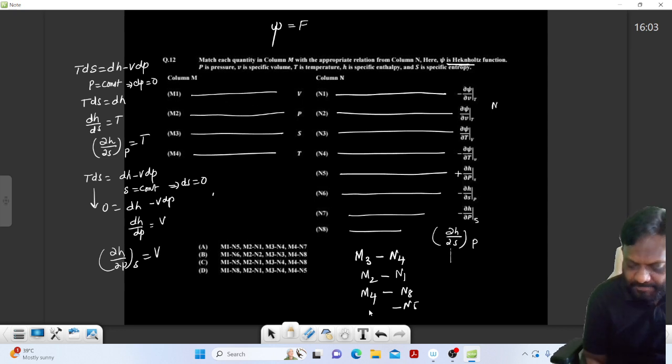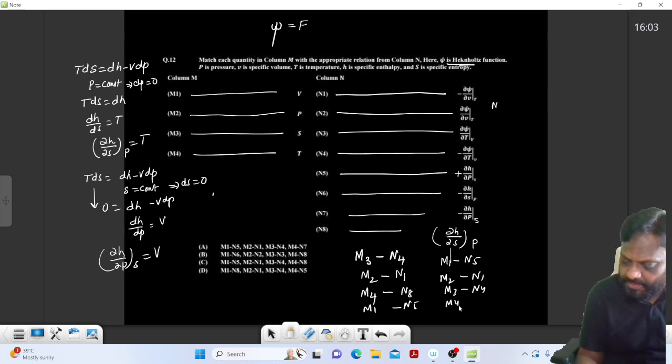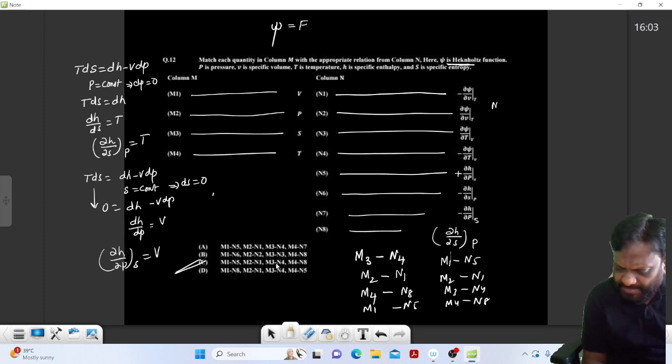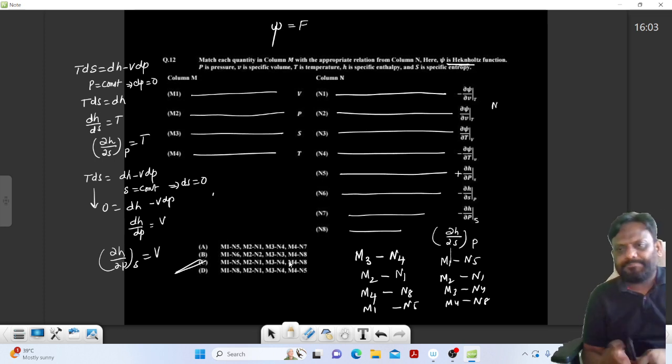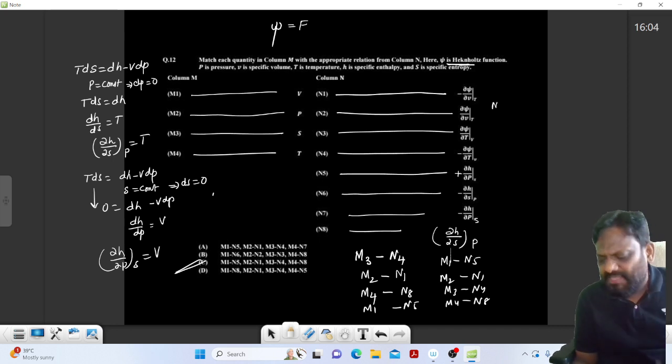Where is V? M1. So, therefore, M1 is matching to N5, M2 is matching to N1, M3 is matching to N4, and M4 is matching to N8. I think option C is correct. Wonderful, sir. बहुत आसान सा क्वेश्चन था ये.